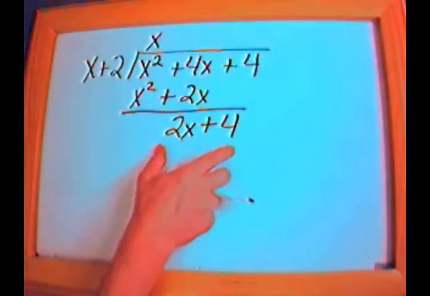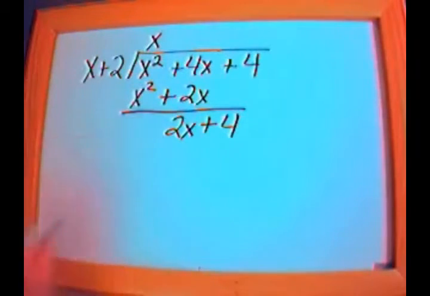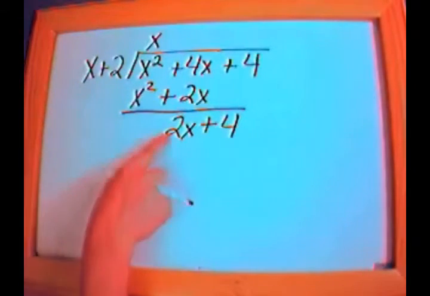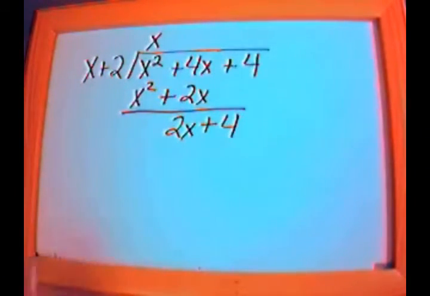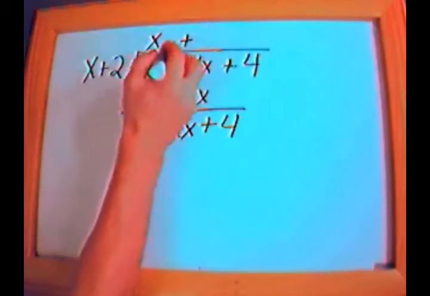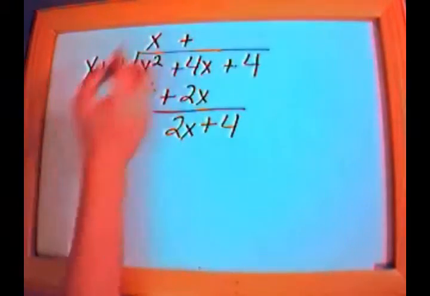Now I have a new polynomial down here. Now I need to see how many times this goes into this. Again, I'm going to do it the same way as before. How many times does x go into 2x? The answer is, you've got to put a plus here because I've got positive numbers, 2.